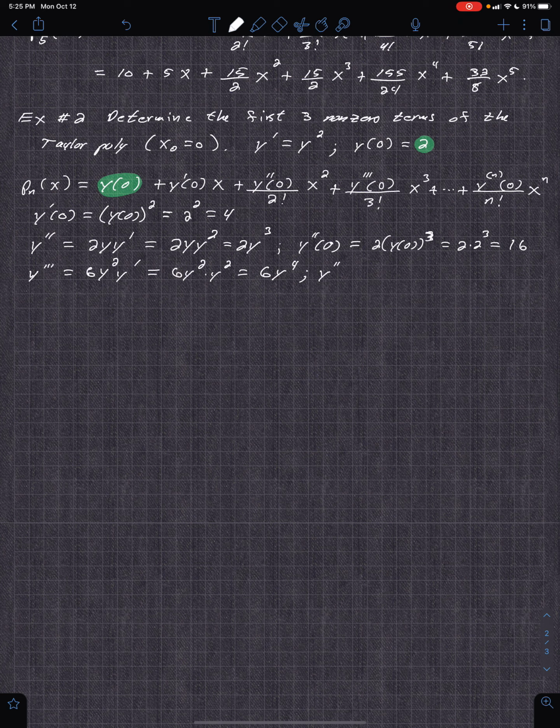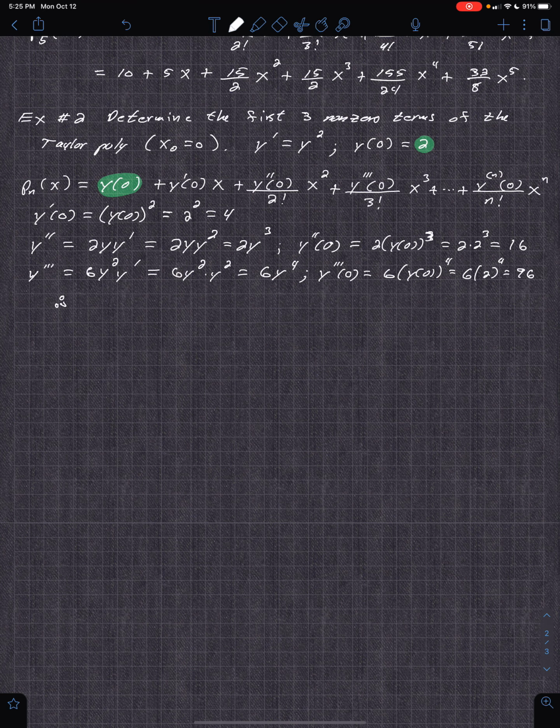And then we can evaluate y triple prime at 0. You get 6 times y of 0 to the 4th. y of 0 was 2, so it's 2 to the 4th. So it's 6 times 16, which is 96.